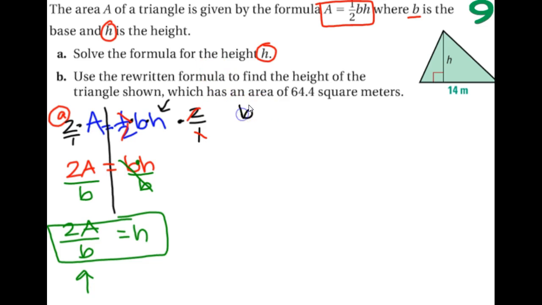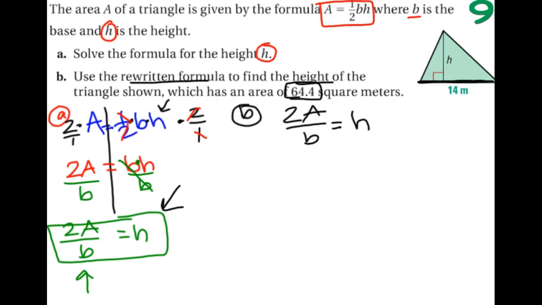Now part B, use the rewritten formula, so this formula, to find the height of the triangle shown, which has an area of 64.4 square meters. And over here, our picture, our base of our triangle is 14 meters. So I'm just going to rewrite this. It says 2a over b equals h. So let's plug it in. It says 2 times a, and area right here is 64.4, divided by b, the base, which is 14. That will give us our height.